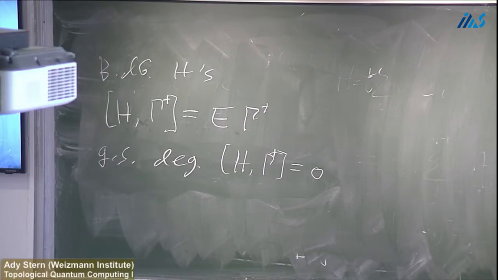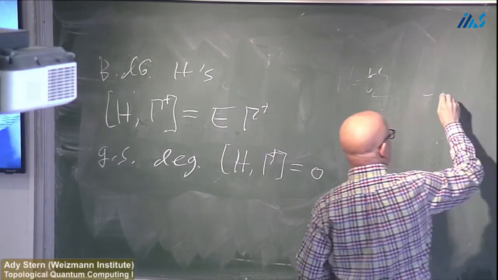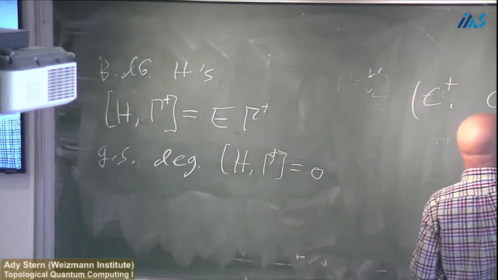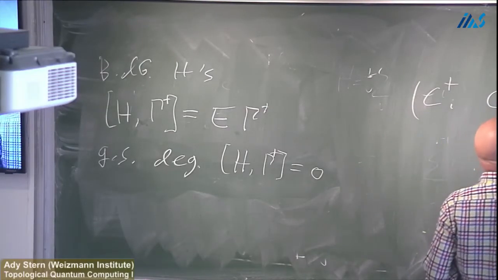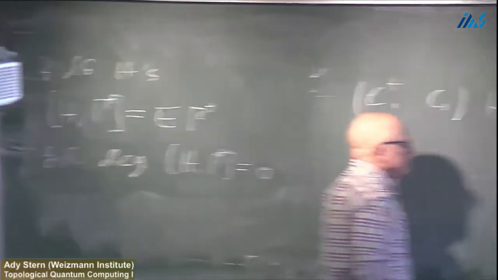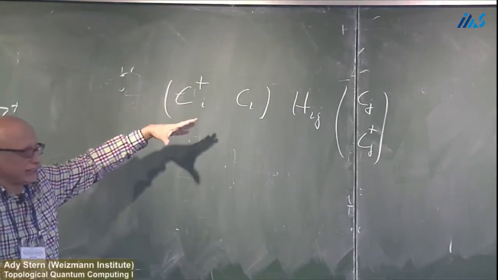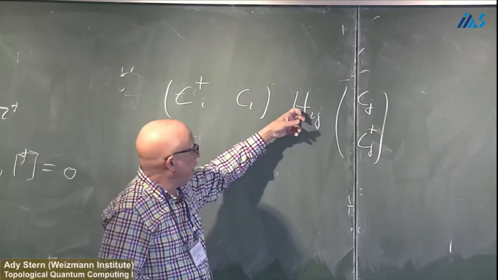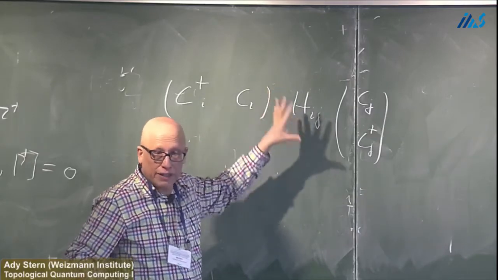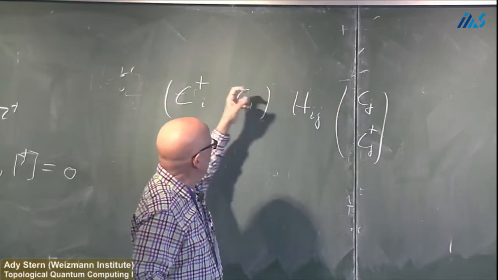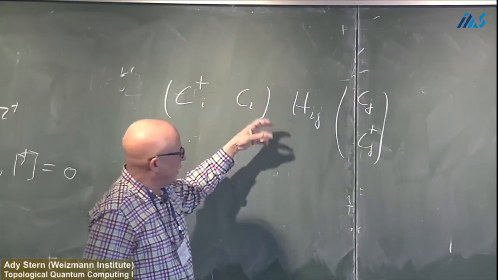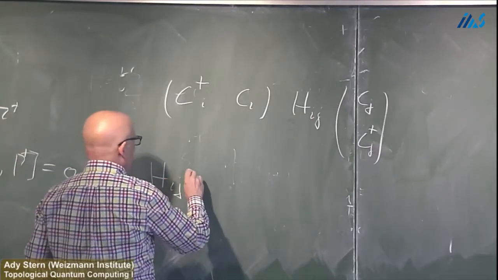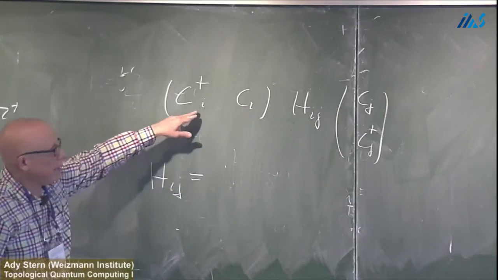can be written as C dagger I, C I, H I J, C J dagger. Right, because that will exhaust, this will be a matrix, we will talk about its dimension in a second, and that will exhaust all the possible quadratic Hamiltonians that have terms of the type C dagger C, CC, C dagger C dagger, and CC dagger. Okay, and this H I J, we will first talk about its dimension.